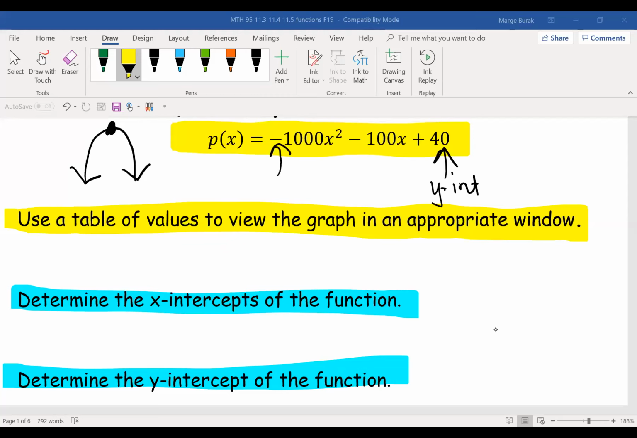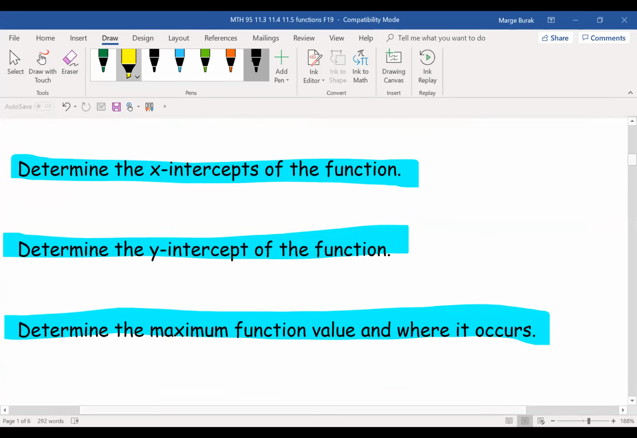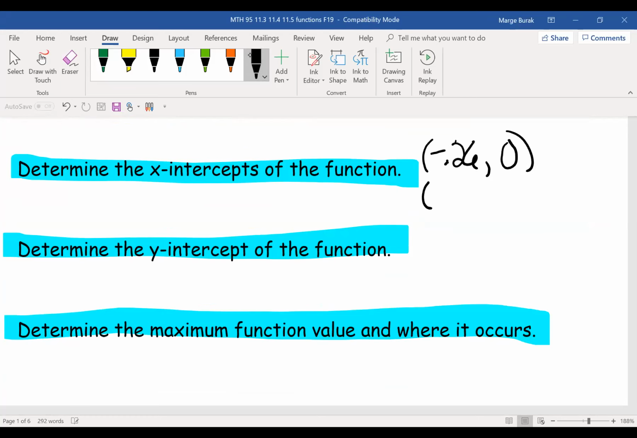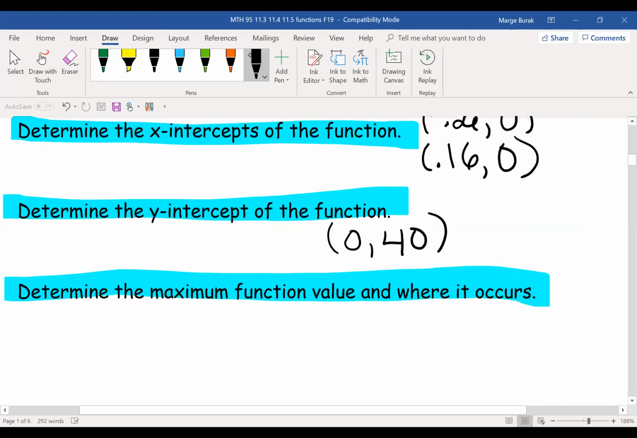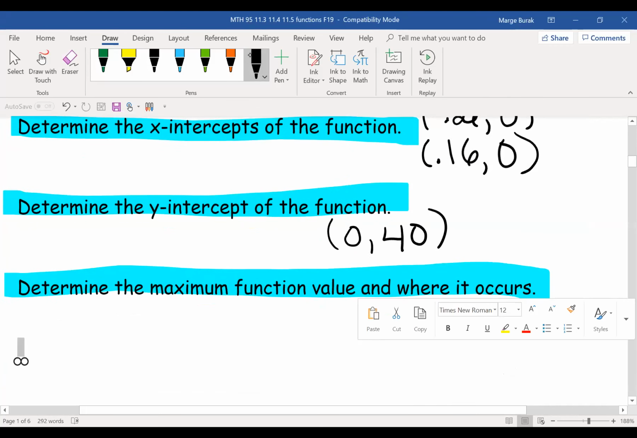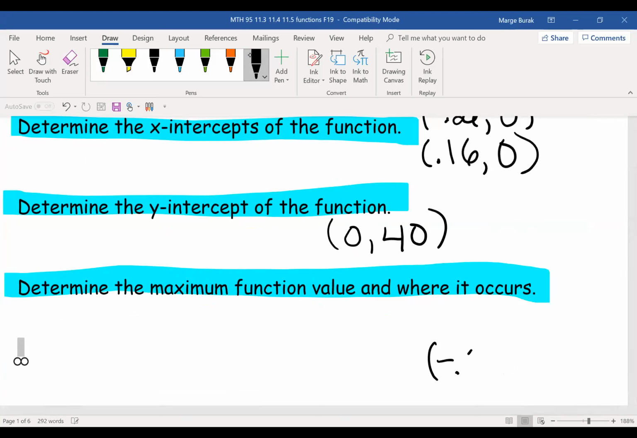Okay, so the x-intercepts were, I'm going to round that to negative 0.260 and positive 0.160. You can check that if you're using Desmos as well. The y-intercept was, as we knew, 0.40. We knew that from our equation up here. And then the maximum was at negative 0.05, 42.5. Now see how messy all these numbers are? That's really when technology is helpful, when we have a bunch of decimals.